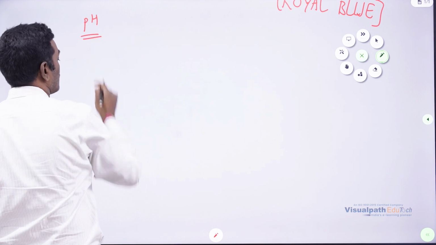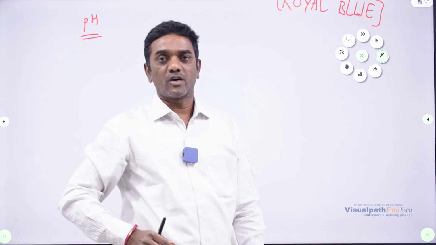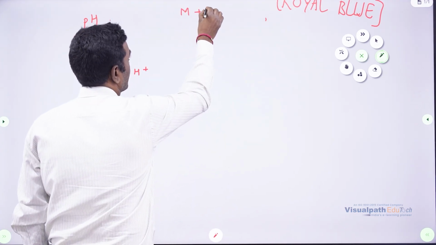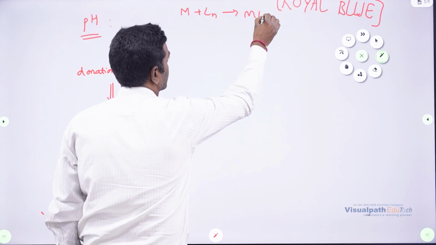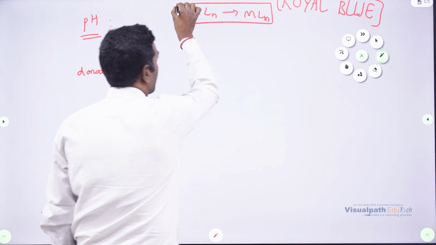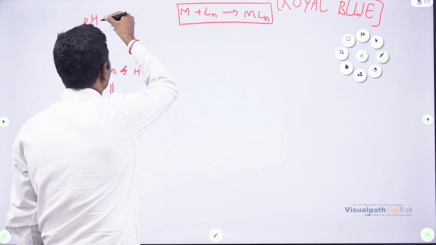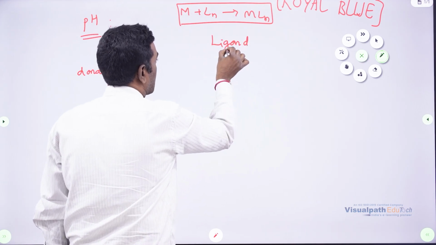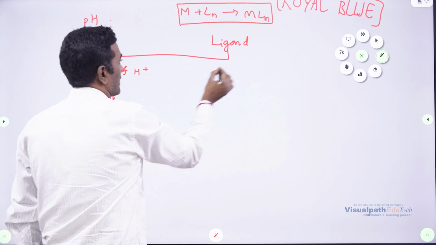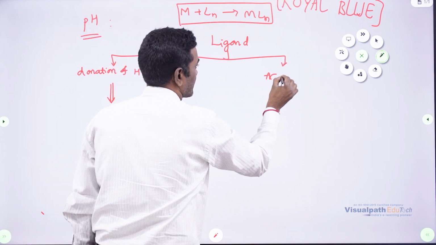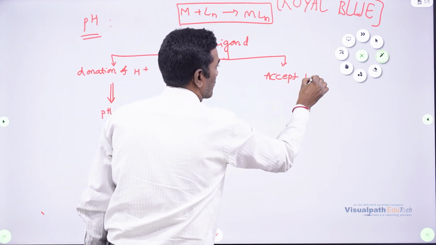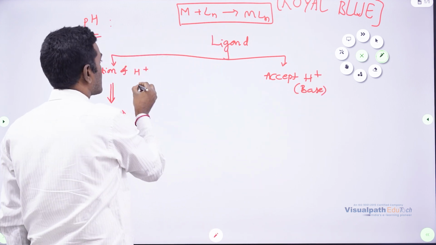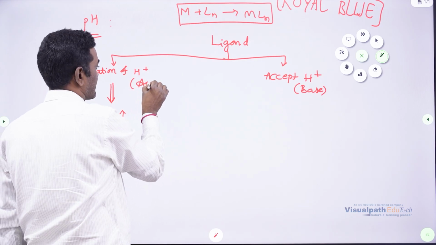How is pH going to indicate the formation of complex? So metal and ligand together form a complex, a metal ligand complex. How do we understand this metal ligand complex by using pH? In this one, ligand plays an important role. Ligand can donate protons or it can accept protons. Accepting protons means ligand acting as base. Donation of protons means ligand acting as acid.